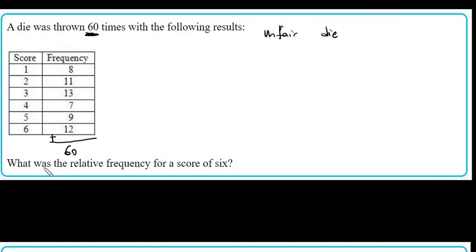So, the question: what was the relative frequency for a score of 6? We have to see the frequency for 6. It is 12, as you see. So, what is the total number of frequency? It is 60. 12 over 60, you can divide both the numerator and the denominator by 12, and you'll get 1 over 5. It is the relative frequency for a score of 6.